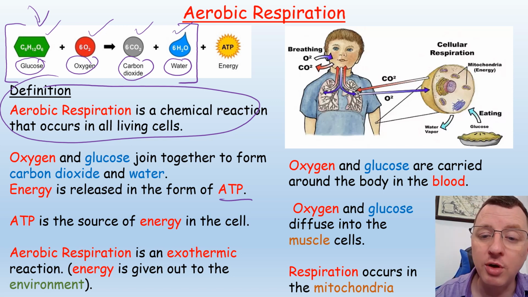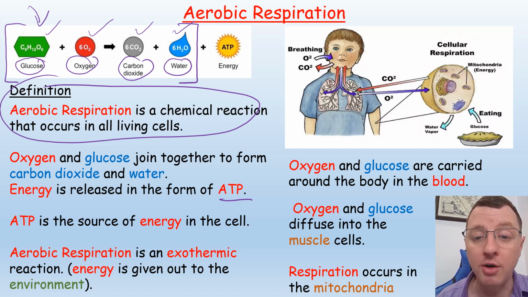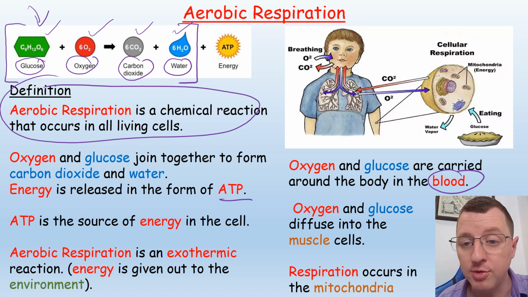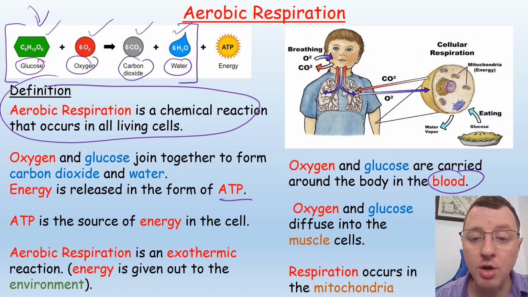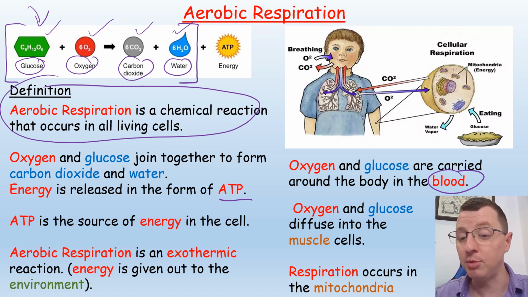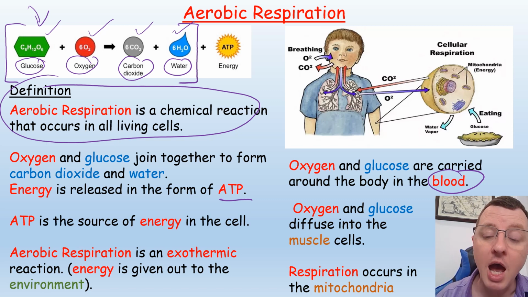So how does the oxygen get to these cells that are carrying out the aerobic respiration? Well, both oxygen and glucose are carried around the body in the blood. The oxygen is carried around the body in your hemoglobin inside the red blood cells, and glucose is dissolved in the blood plasma. Oxygen and glucose will both then diffuse into the cells, for example your muscle cells from the example we were doing earlier in the video, and respiration will occur in the mitochondria of those cells. Remember, mitochondria are the site of respiration.